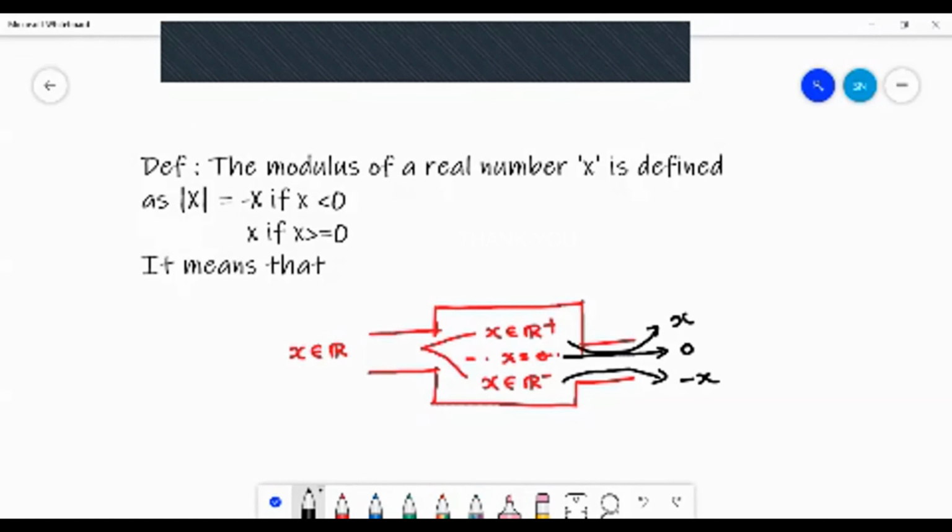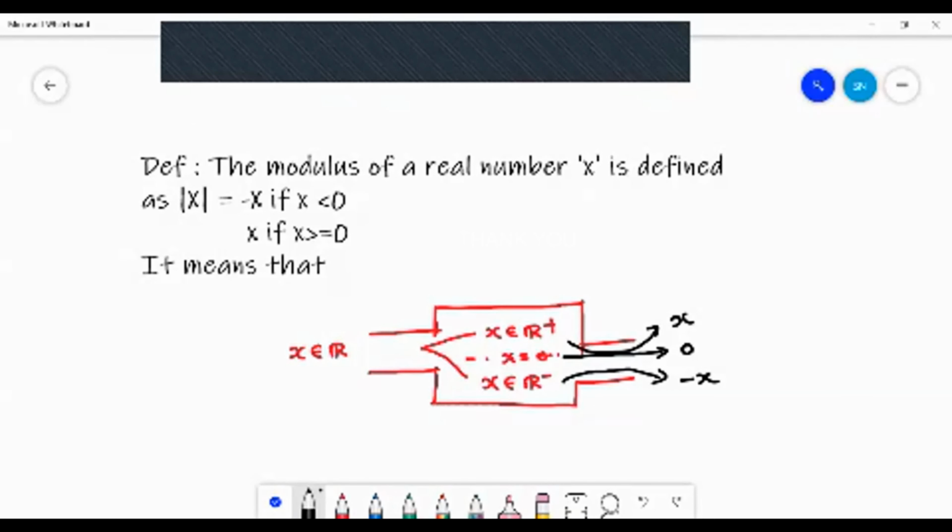So when we give positive real values, the modulus function processes them as they are, and negative real values as minus of the given value. And when x is equal to 0, it stays 0. So this is what the modulus function or absolute value function actually does.